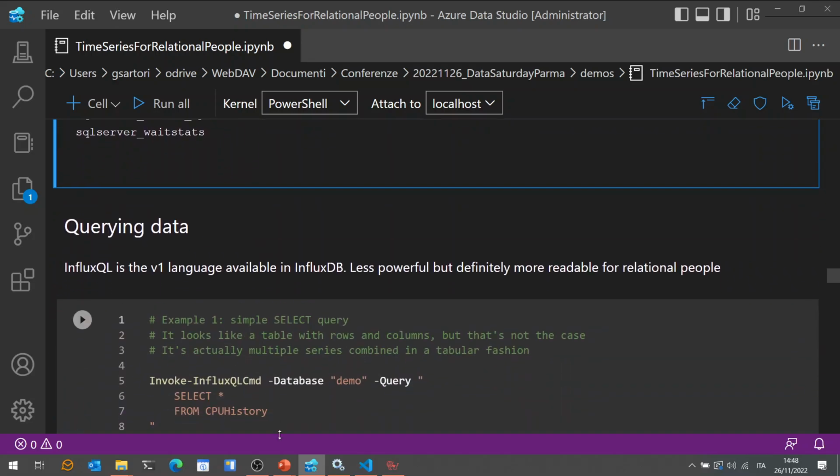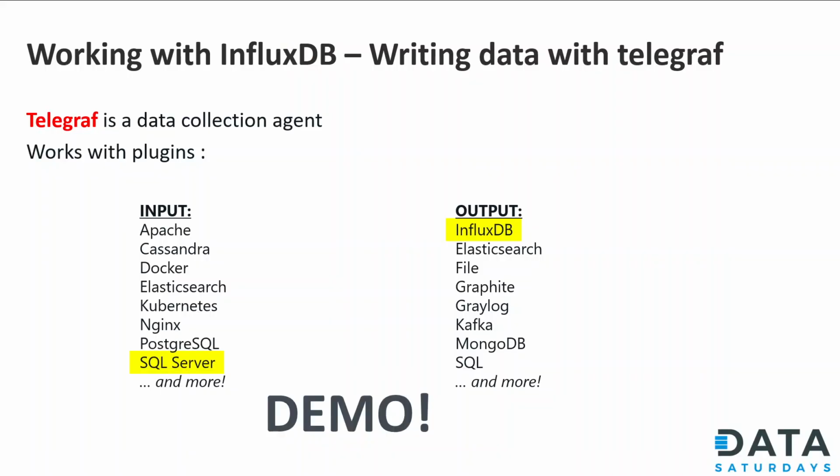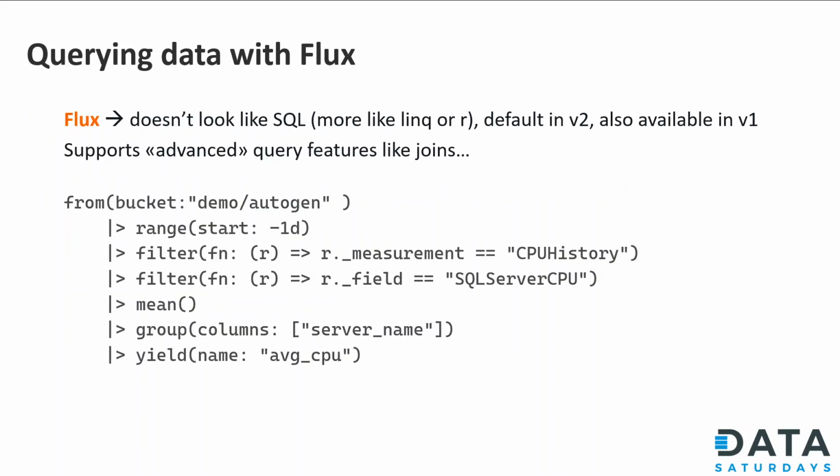Good, so now that we have all this data in InfluxDB, we could run some queries, right? So let's do that. Well, we have two options, as we said. Version 1 supports InfluxQL. It is something that looks like this. It looks a bit like SQL. So we have select, from, where, group by, and so on. Looks a bit like regular SQL. The other option is Flux. That's for version 2. Flux, well, it looks like Kusto.